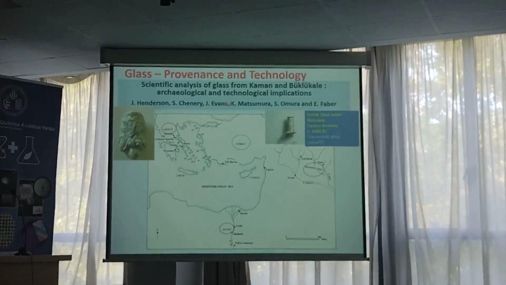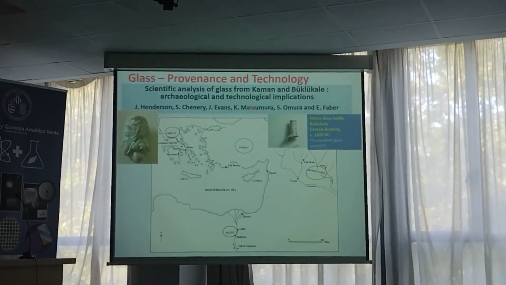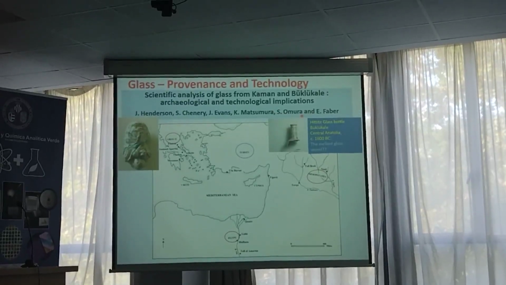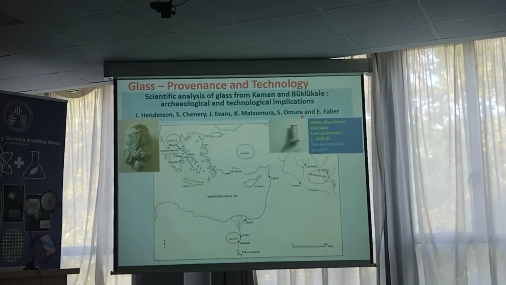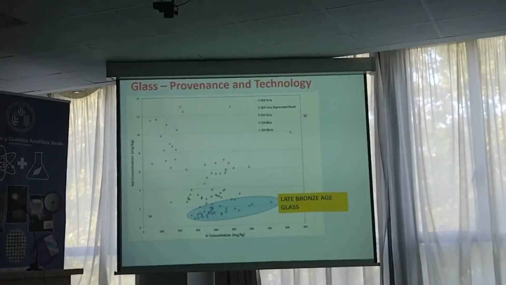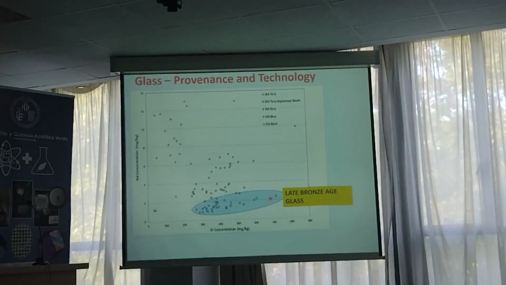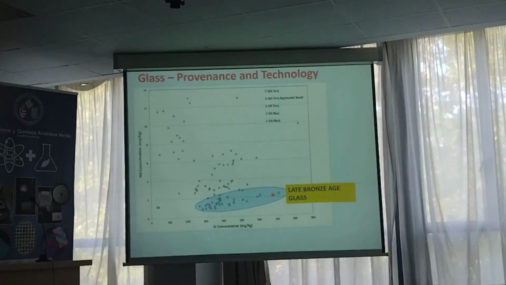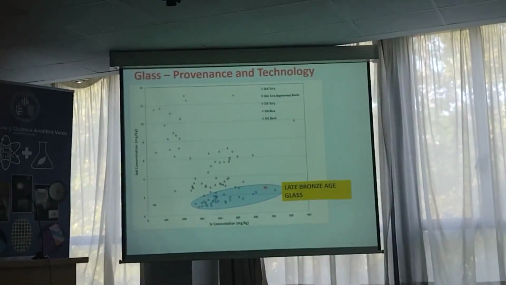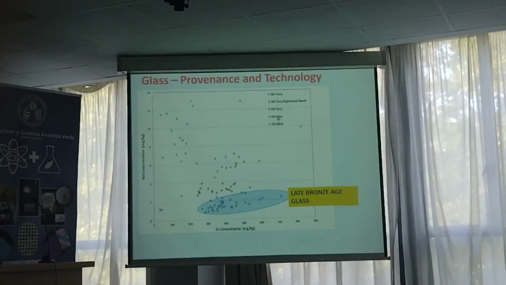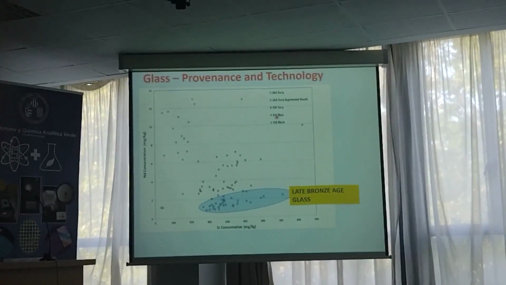So Julian and I worked with the Japanese people and some Turkish people on this material. We had particularly beads and segmented beads. So up here, LBA stands for Late Bronze Age, EIA is Early Iron Age.